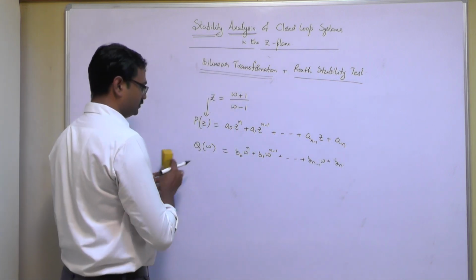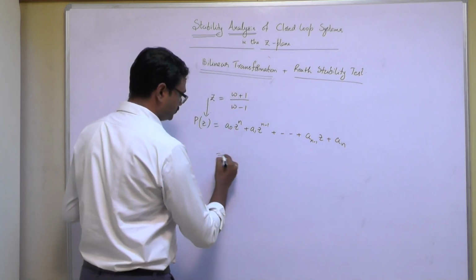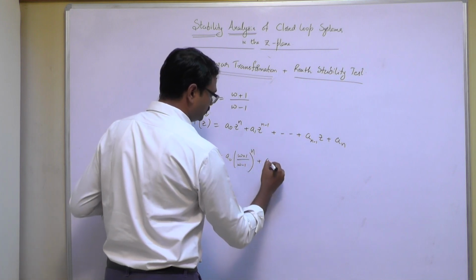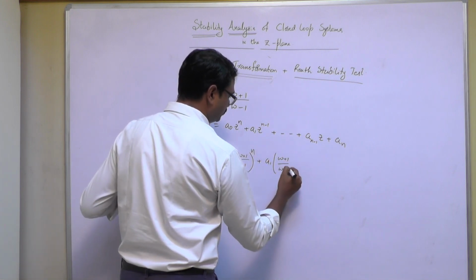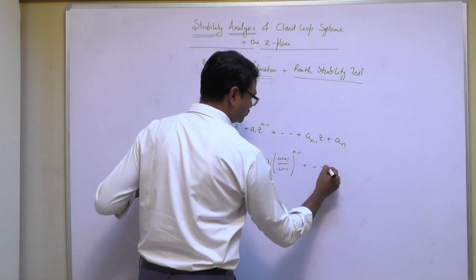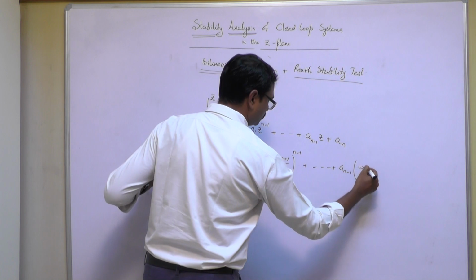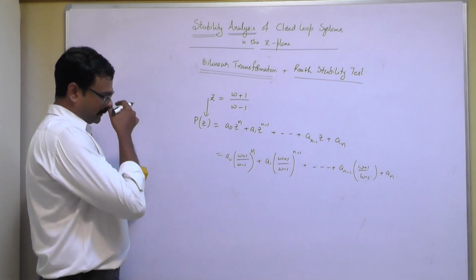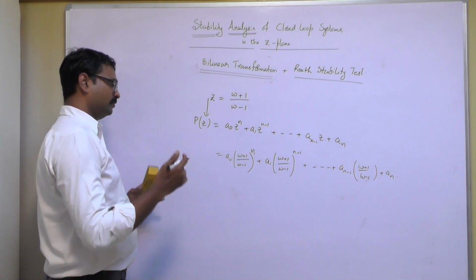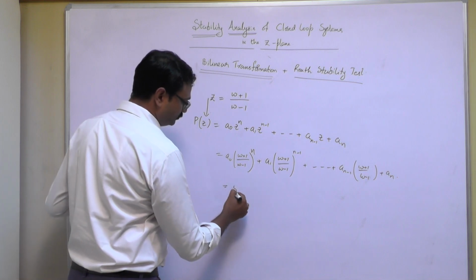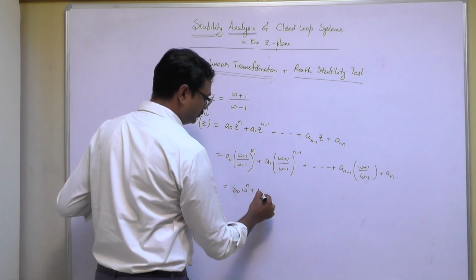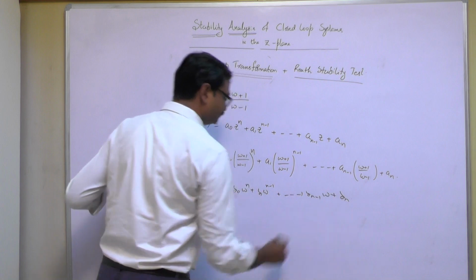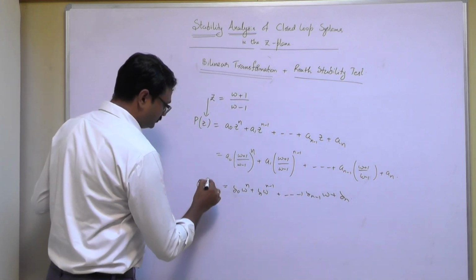Or you can simply write how we got this: a0 ((w + 1)/(w - 1))^n + a1 ((w + 1)/(w - 1))^(n-1) + ... + a(n-1) (w + 1)/(w - 1) + an. Right. And if you multiply throughout by (w - 1)^n, then you will have b0 w^n + b1 w^(n-1) + ... + b(n-1) w + bn. Right, and this is our w plane.